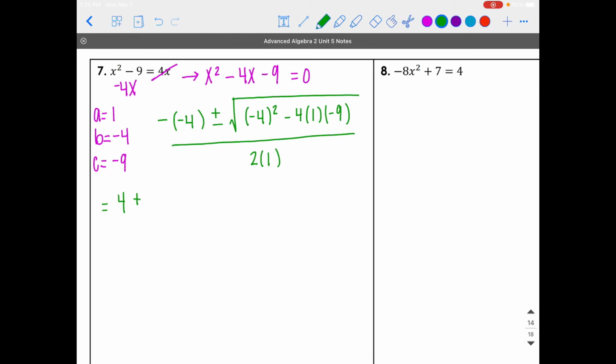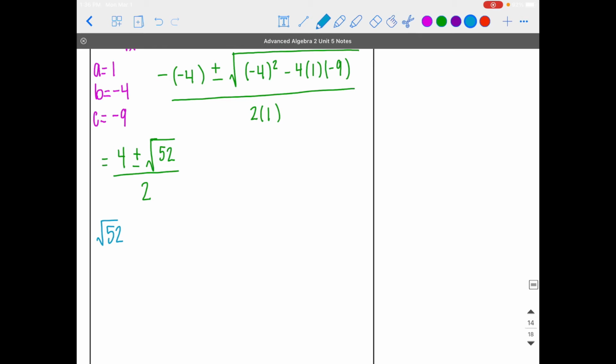Negative 4. That's a positive 4. Plus or minus. Now I'm going to type that in that's under the square root. So negative 4 squared minus 4 times 1 times negative 9. And I get 52. All of that is over 2. So 52 is not going to give us a nice whole number. If you type in square root of 52, you're going to get an ugly decimal. So this is where we have to go back to simplifying radicals.